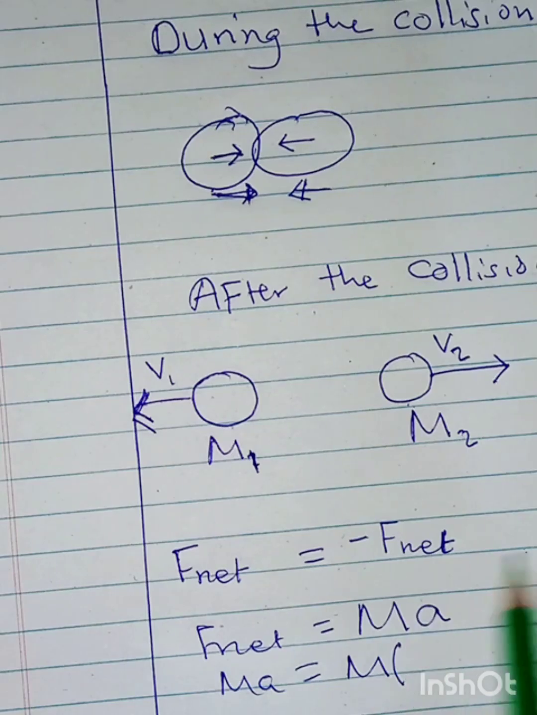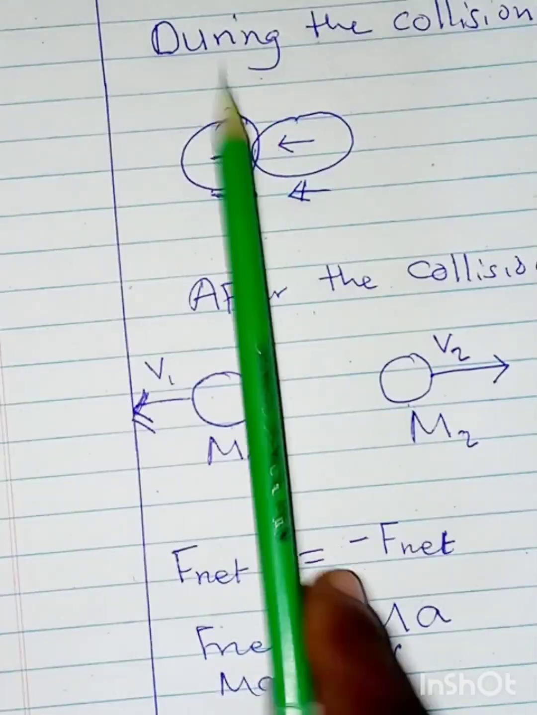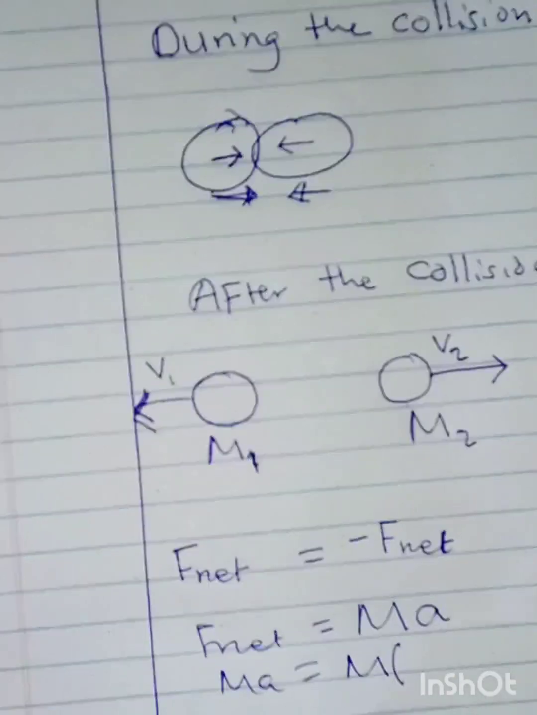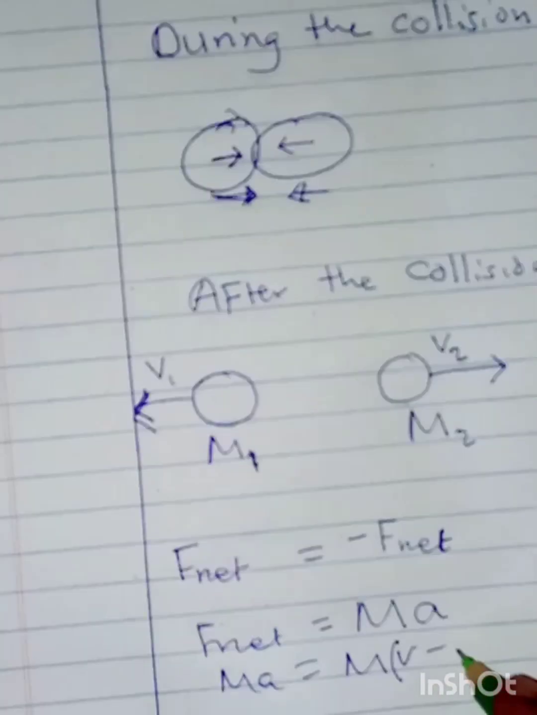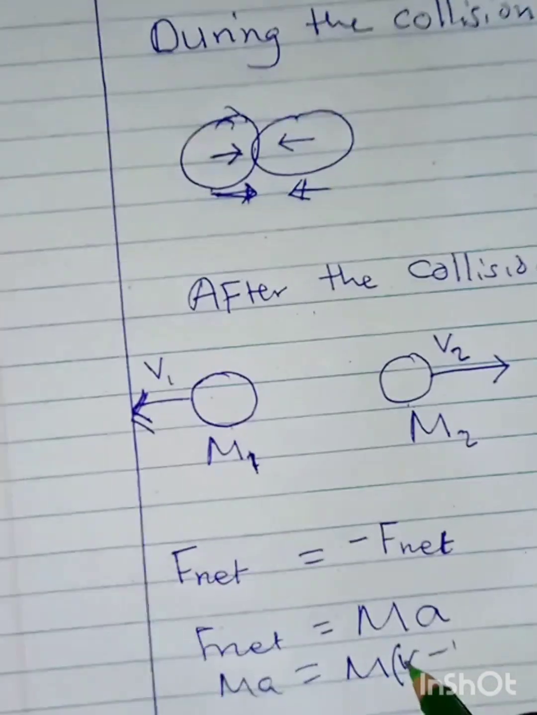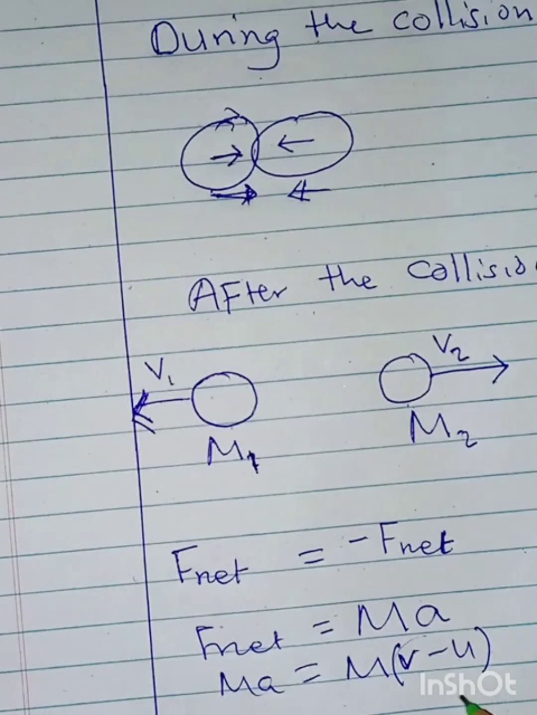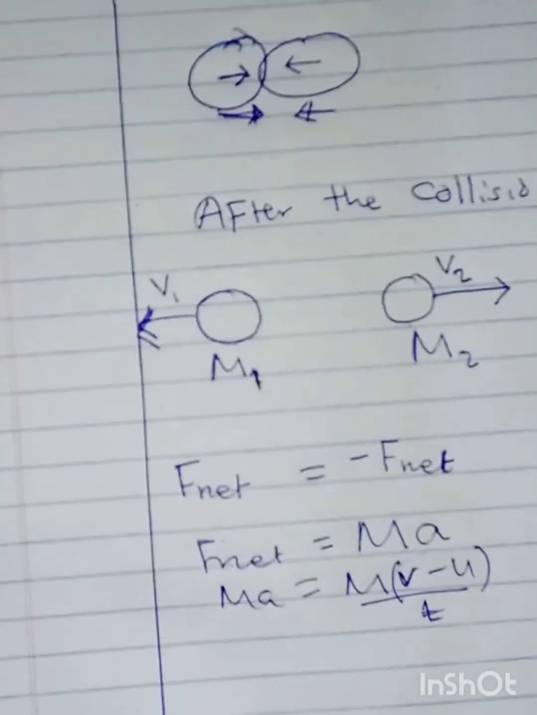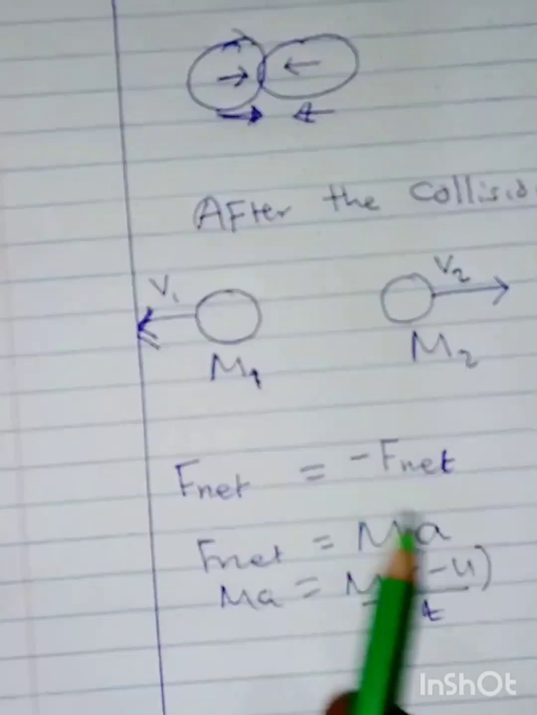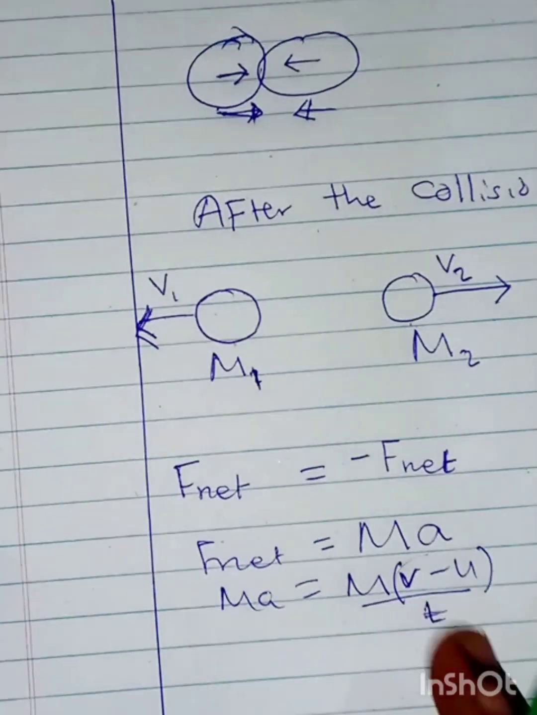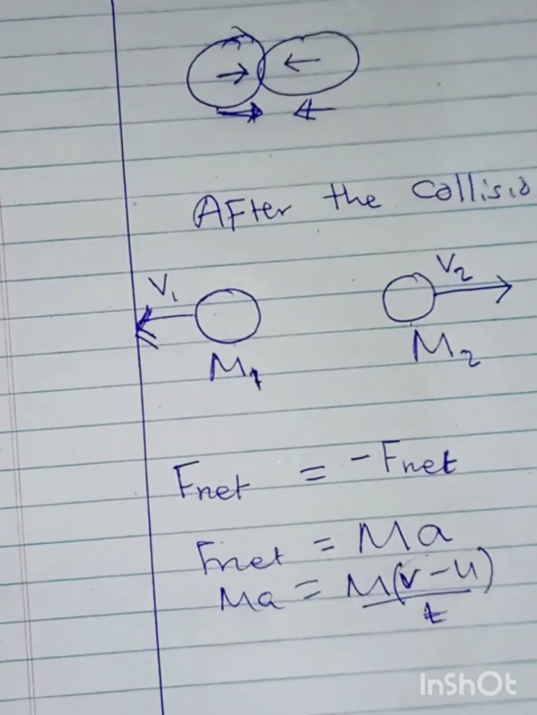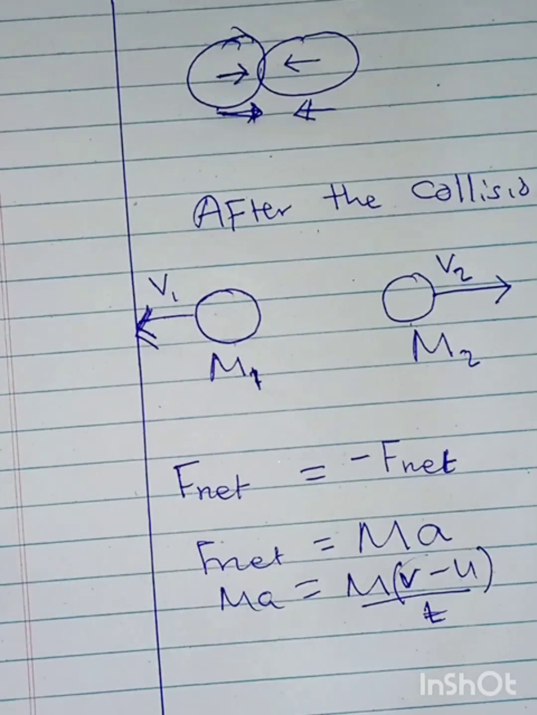Here, acceleration, since we have a change in velocity, we have initial and final velocity. Final velocity minus initial velocity, divided by time. This is the real definition of acceleration. Now, remember, we have two masses of the first and second ball, and we have two velocities of the first and second ball. Now, let's substitute.